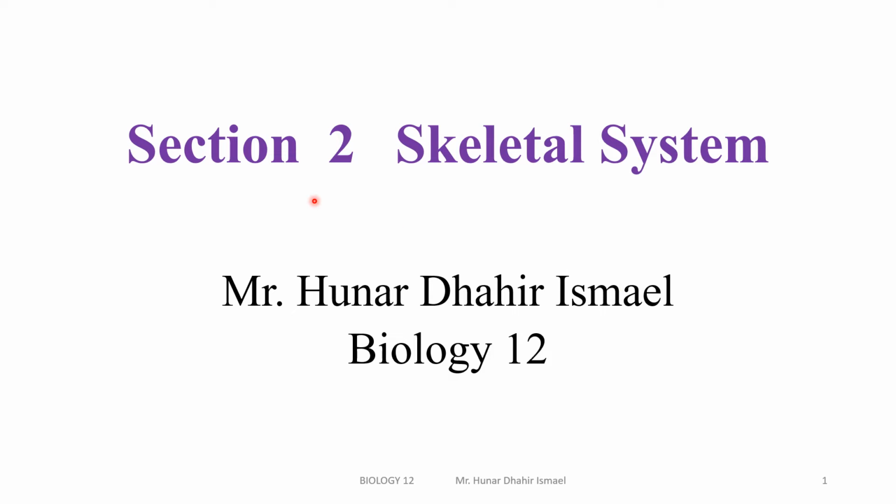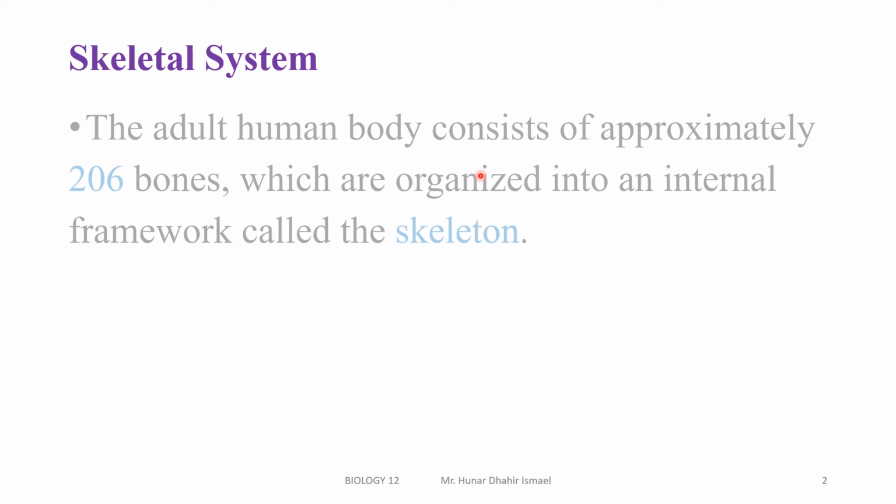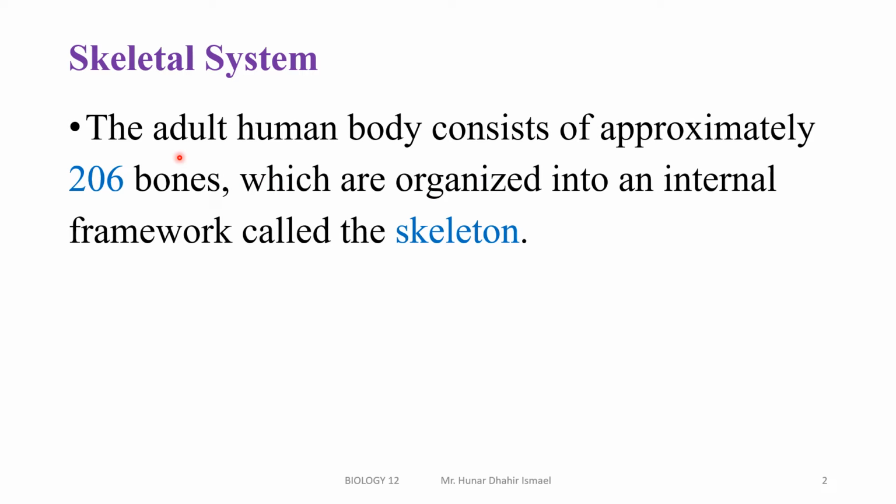Today we are going to talk about Section 2, the skeletal system. The adult human body consists of approximately 206 bones, which are organized into an internal framework called the skeleton.